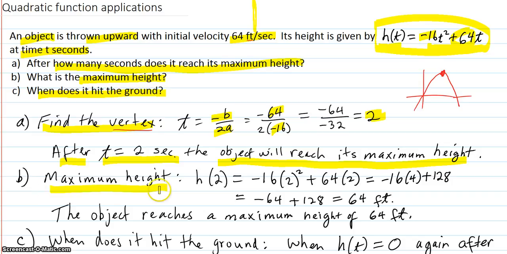And what is that maximum height? Well, we're supposed to find the function coordinate at t equals 2. In other words, the y coordinate where t is 2. So h of 2 is negative 16 times 2 squared plus 64 times 2, which is negative 16 times 4 plus 128, which is 64 feet. The object reaches a maximum height of 64 feet.